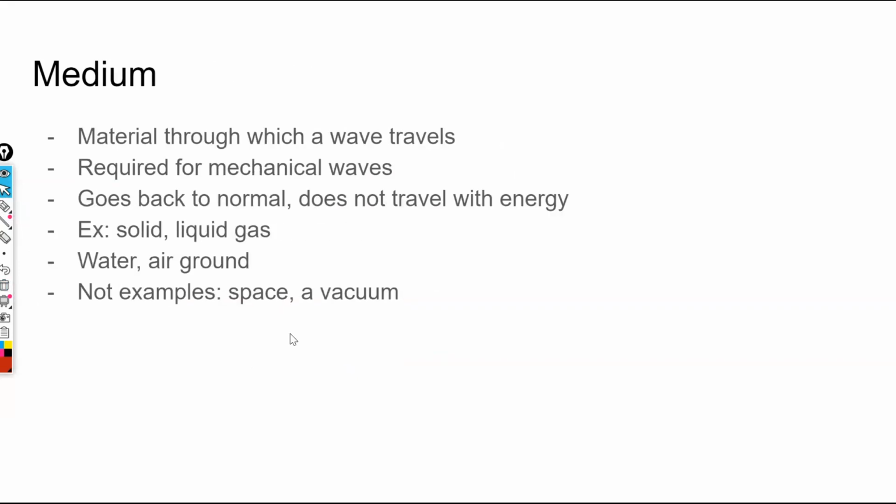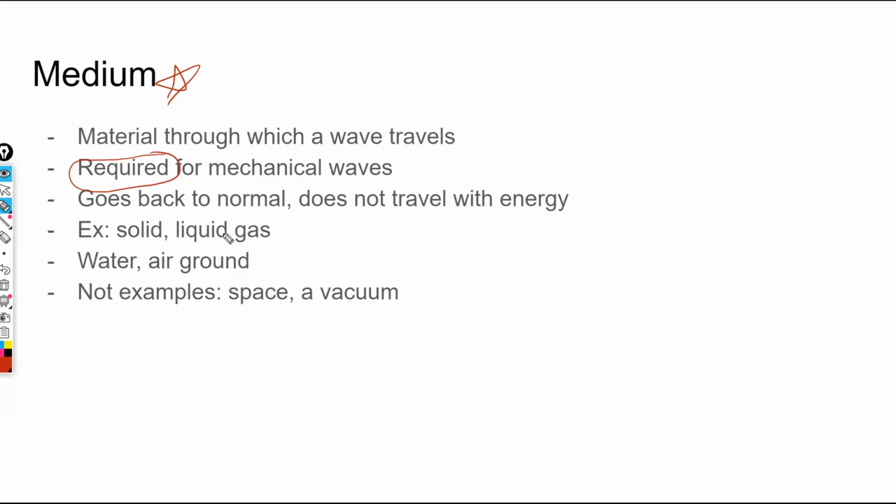Now, when we talk about mediums, like I just said, this is the material through which a wave travels, and this is required for all mechanical waves. So all the 3 types of mechanical waves we talk about have to have mediums. And these always go back to normal when the wave travels through. They don't travel with energy. So the actual medium never changes in the end. It might change during the wave, but it'll always go back to normal. It won't ever change after the wave goes through it.